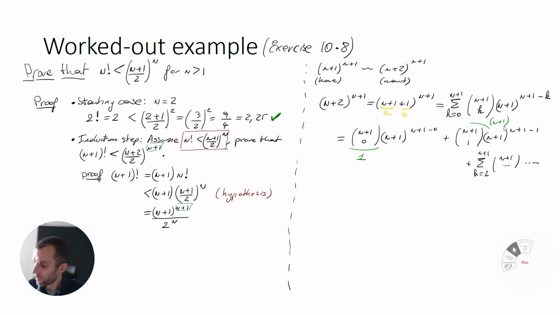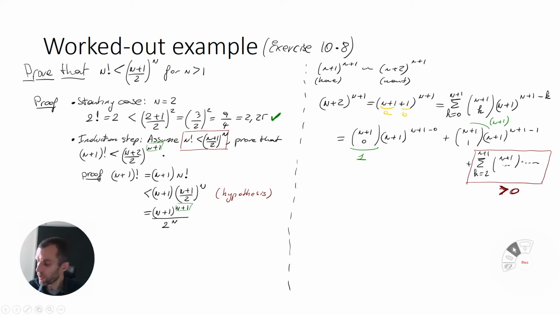And then the last thing that I'm going to observe is that all of the terms that I have here, I don't know what they are, but they are all positive numbers. So they involve n's, which are positive, raising to a power stays positive, and so on. So all of this here is positive.